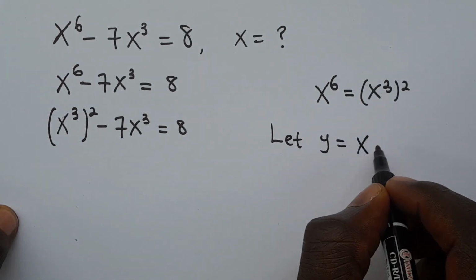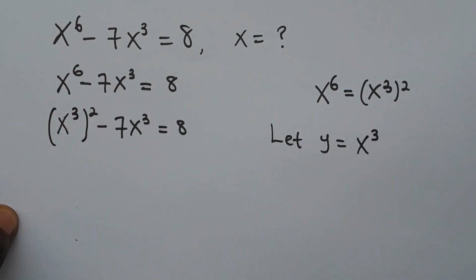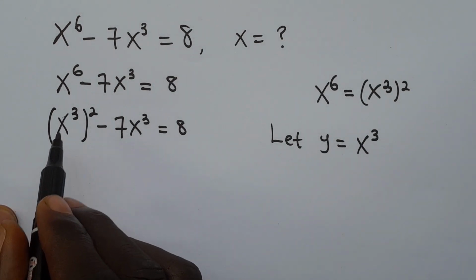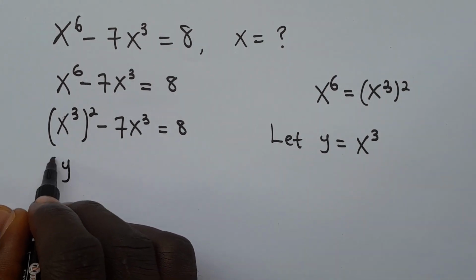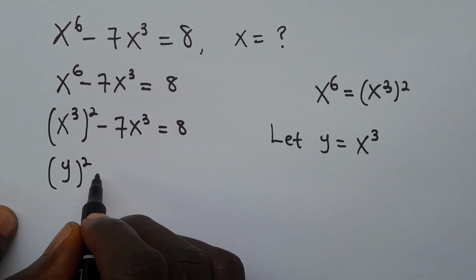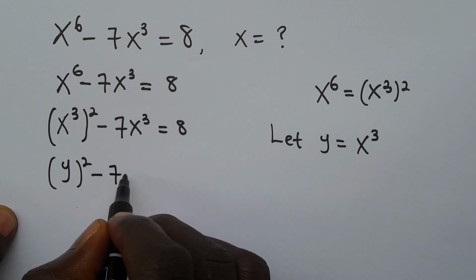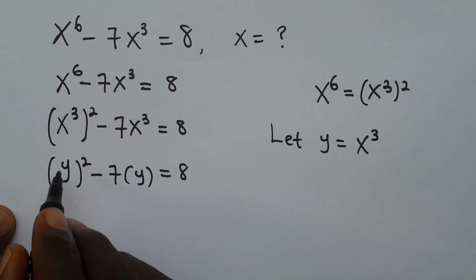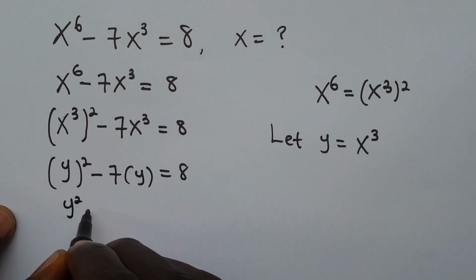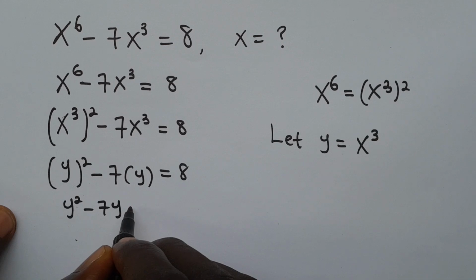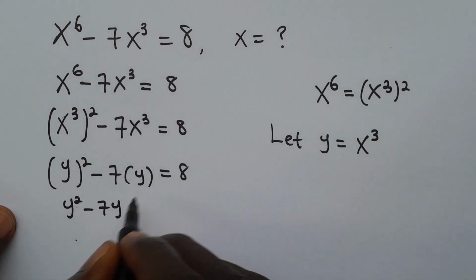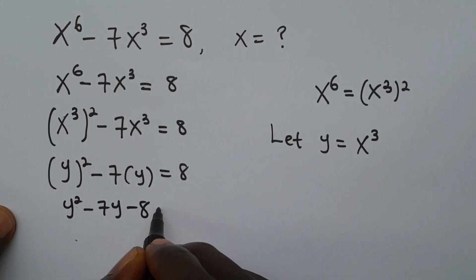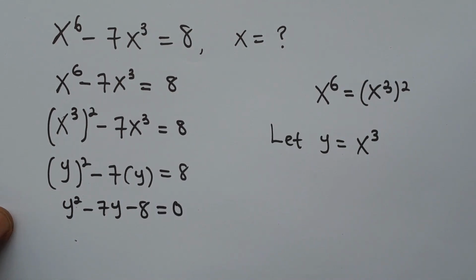now let y equal x cubed. So by letting y equal x cubed, we have y raised to power 2 minus 7y equals 8. So we have y squared minus 7y minus 8 equals 0. Now this is a quadratic equation and let's solve it quadratically.